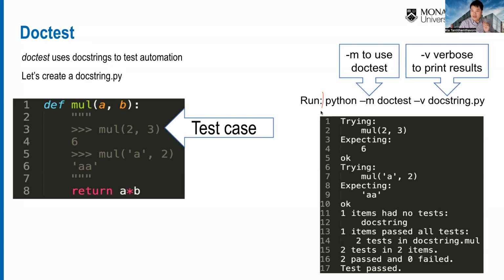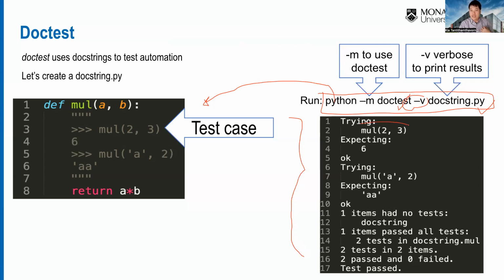And when we run the doc test, this is the command that we normally use. We run the module doctest with verbose, which means we want to print the result, and then the Python file that we want to test. When we run this Python command on this file, these are the results that we are going to get.